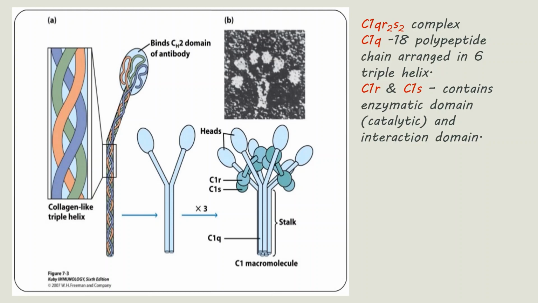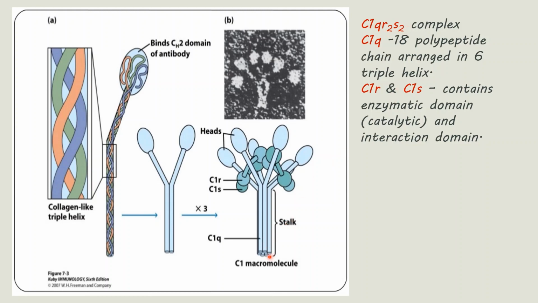So this is the structure of complement protein 1. This is a serum macromolecule, and it is a complex structure composed of C1q, C1r and C1s. They are held together to form the C1qr2s2 complex. This complex consists of C1q and two molecules each of C1r and C1s. That's why it is called C1qr2s2.